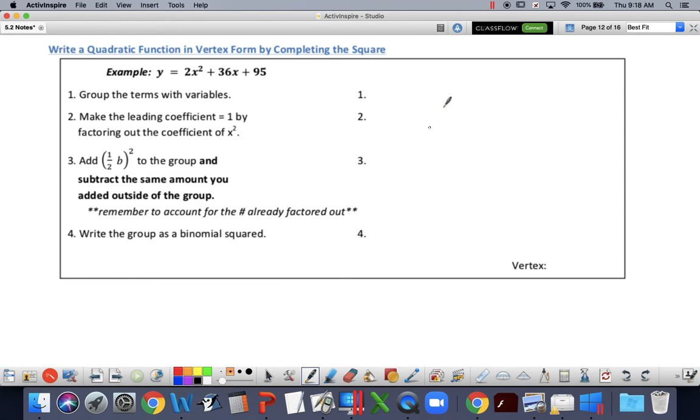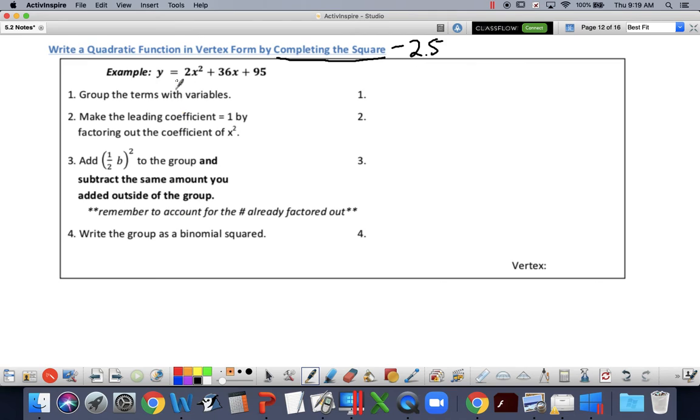On the back here, and honestly, this is really good review for the final exam coming up. We want to write a quadratic form in vertex form by completing the square. So completing the square, that was from section 2.5. And I'm hoping that as we kind of go through this process together, you will start to see some things that remind you of this. If you struggle with this, I encourage you to keep working at it because you will see this in pre-calculus if you continue on to pre-calculus.